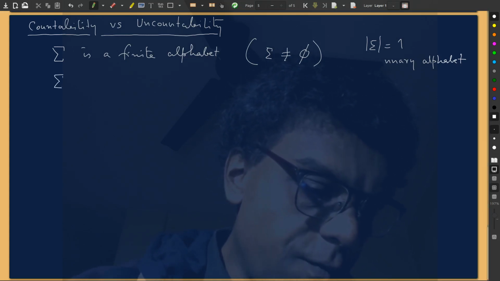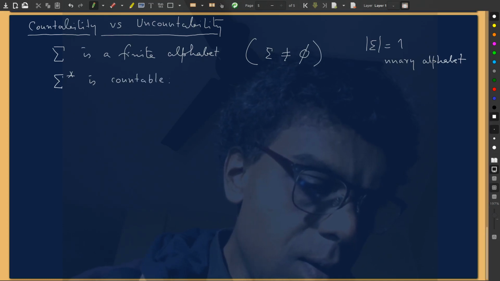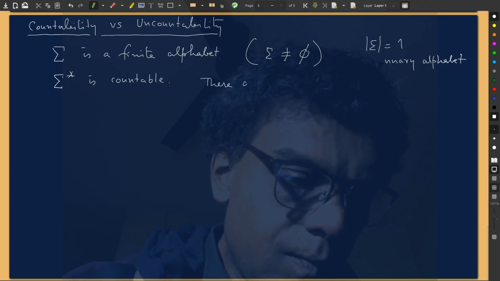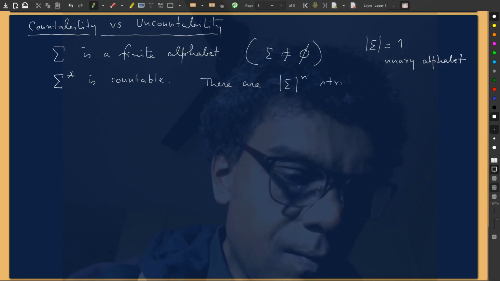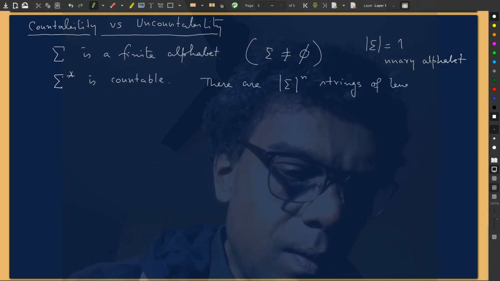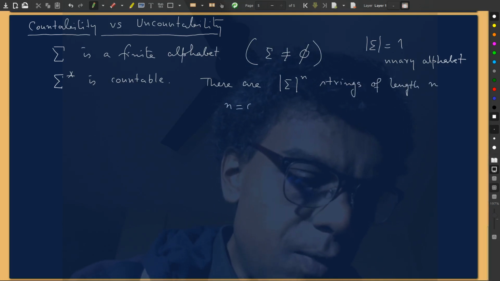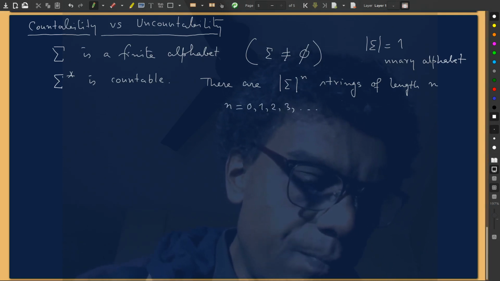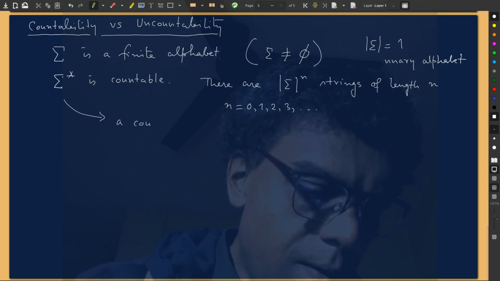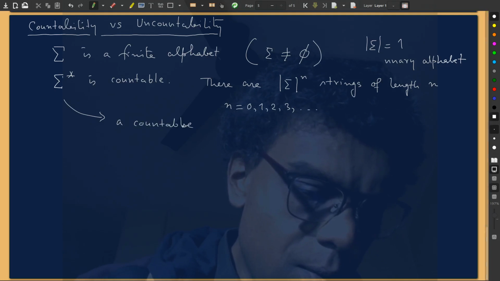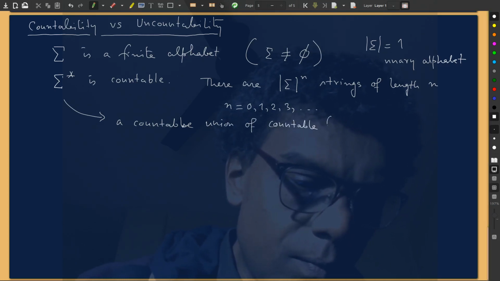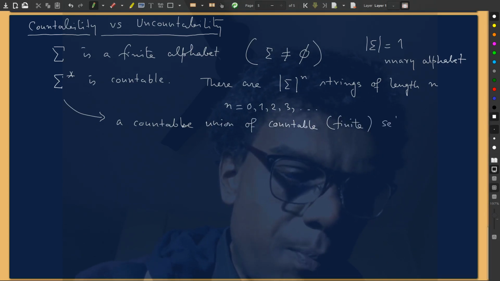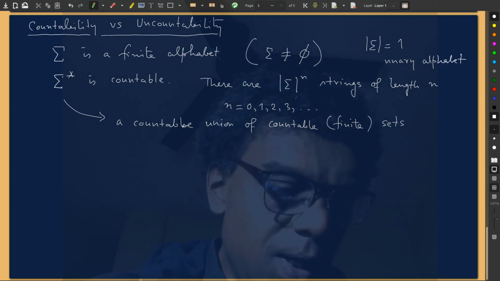Sigma star, the set of all strings, is countable. Why? Because there are finitely many, and in particular, whatever the size of sigma, sigma to the power n strings of length n. And n can be anything among 0, 1, 2, 3 and so on. So sigma star is nothing but a countable union of finite sets. And we have proved in the discrete structures course that such a set has to be countable.